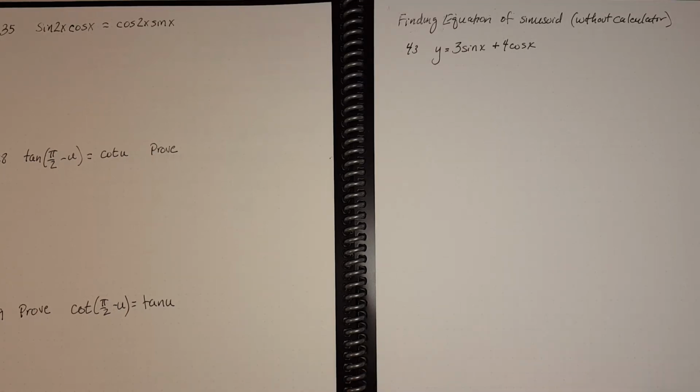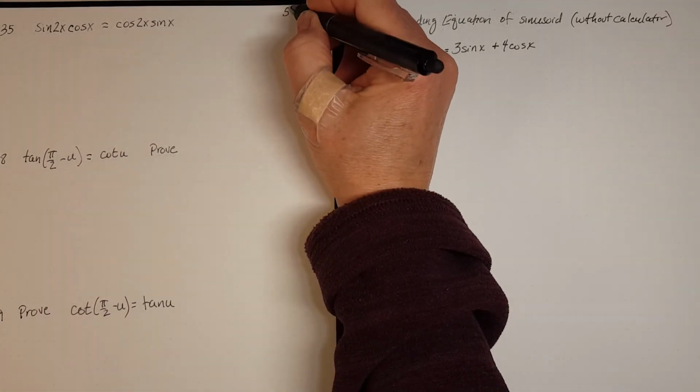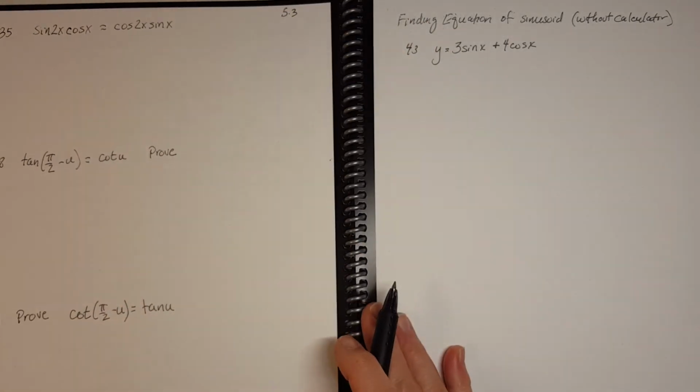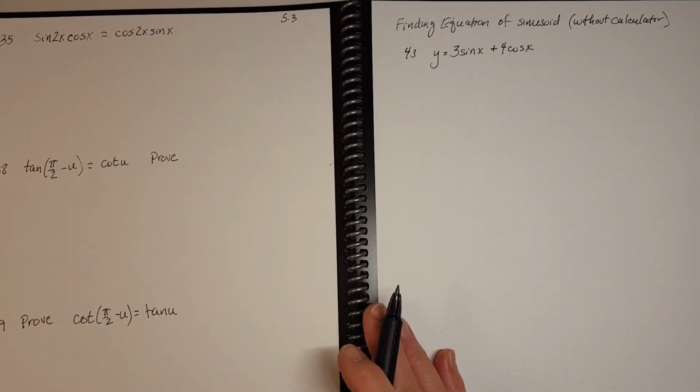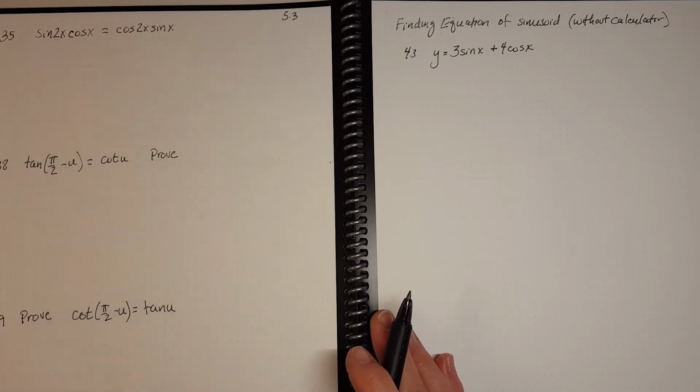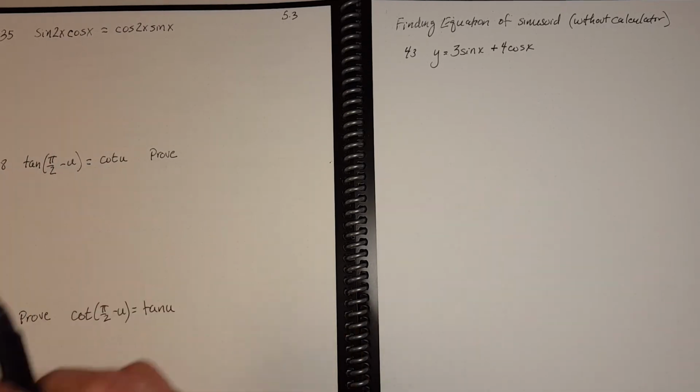Okay, in this video we're going to continue with section 5.3. I'll just put that up here. So we're going to do number 35. And 35 says sine of 2x cosine of x equals cosine of 2x sine of x, and it asks us to solve it.